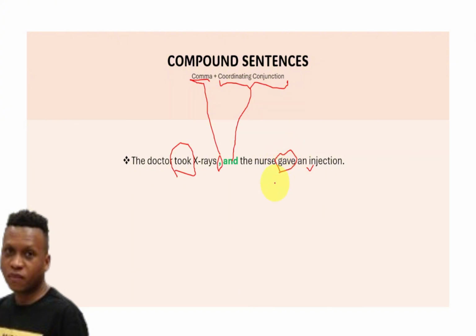But here we talk about the compound sentence. Here we have two parts, and we also have another part right here. The doctor took the X-ray. It's done. It's a simple sentence. The nurse gave an injection. That is another simple sentence, it's done, but we combine it together. So comma plus conjunction is like glue. It glues those two simple sentences together into a compound sentence.